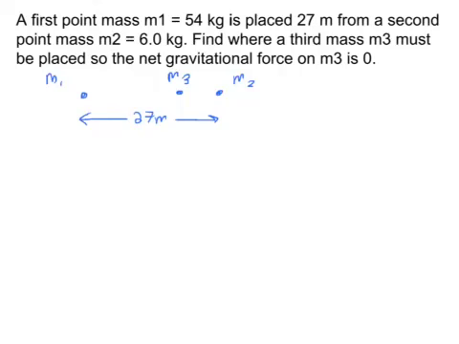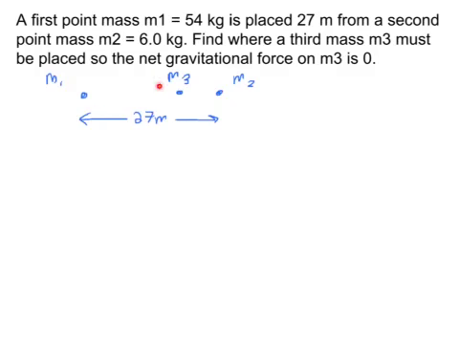Let's say we have a problem like this. A first point mass m1 equals 54 kilograms is placed 27 meters from a second point mass m2 equals 6 kilograms. Find where a third mass m3 must be placed so the net gravitational force on m3 is 0. So here's m1, here's m2. They are separated by 27 meters.